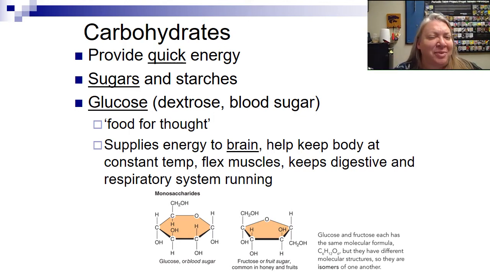If it comes from corn, they'll add the word dextrose in instead. So, same structure, just different originations. Sometimes they'll call this food for thought because this is what's going to supply energy to your brain. It helps keep the body at a constant temperature. It allows you to flex muscles and keeps your digestive and respiratory system running. So you have to have some carbs in your diet. If you don't, your body isn't going to function quite the way that it should.